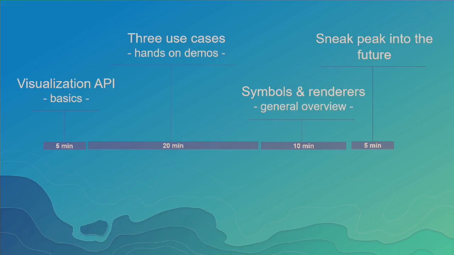I'm gonna go for 5 minutes into the visualization API basics. Even if you all seem to be familiar with it, I'll go fast through it just to make sure that everybody's on the same page. Then we'll talk about the 3 use cases that I mentioned before with some hands-on demos. And afterwards, Christian will give you a general overview of symbols and renderers and what kind of visualizations are possible, just skimming through them. And then I'll come at the end to give you a sneak peek into the future and show you what we are working on in Zurich.